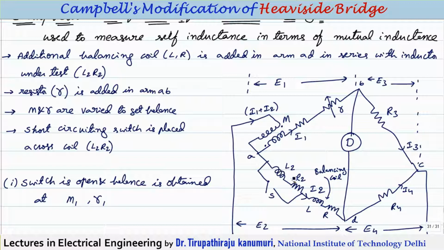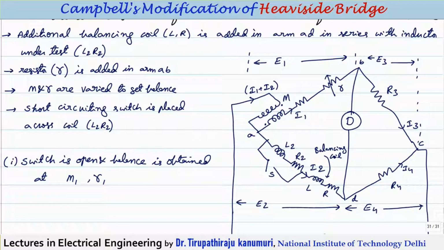So what is the purpose of this? We are going to see in the derivation what is the need and why it is required. Now in order to get the balance, the value of the mutual inductance M and this R are varied to get the required balance. That means M and R are varied to get the balance. So let us see how this will work.